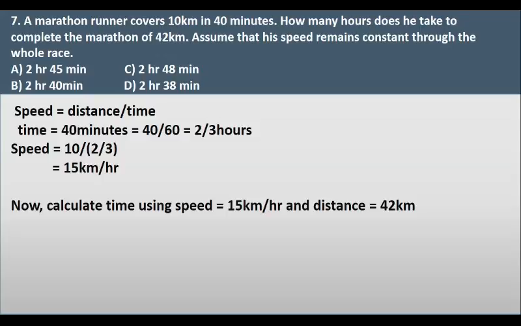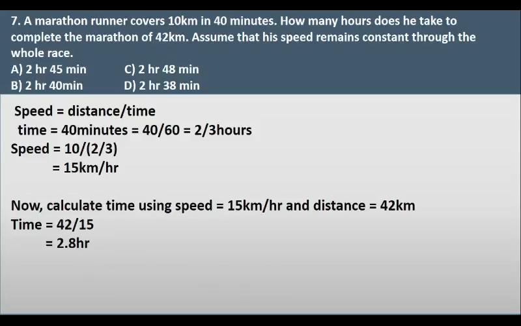In the next step, we calculate time using the formula distance divided by speed. We know that the distance is 42 kilometers, and we had earlier calculated the speed of the runner to be 15 kilometers per hour. So time can be calculated as 42 divided by 15, which gives us 2.8 hours.